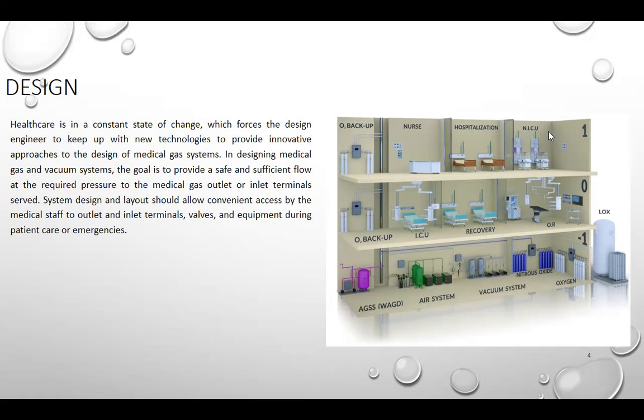So these are the rooms ng mga chemical. So oxygen backup, sabihin natin secondary, malapit doon sa merong mga ganyan sa ibang lugar. So kasi meron tayong main supply. Okay? ICU, nurse, hospitalization, NICU, recovery, OR, so i-define pa natin yung mga yan. So, AGSS, air system, so ito yung compressed air, ito yung vacuum.